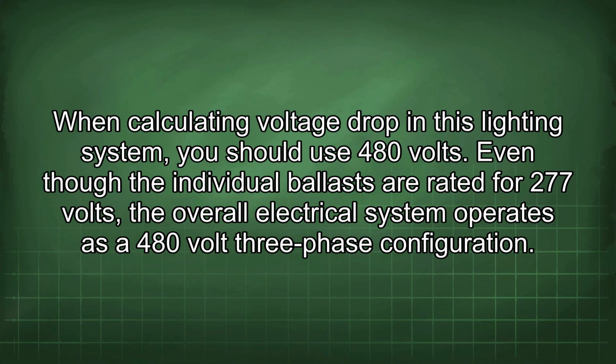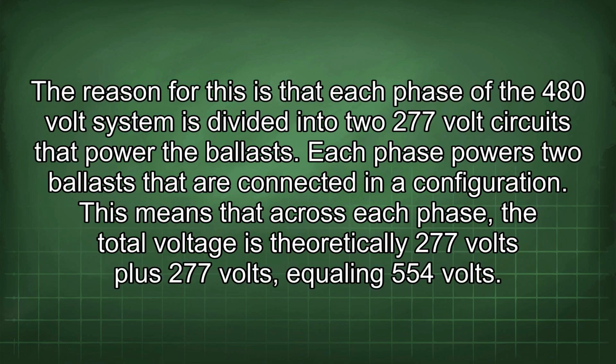When calculating voltage drop in this lighting system, you should use 480 volts. Even though the individual ballasts are rated for 277 volts, the overall electrical system operates as a 480 volt three-phase configuration. The reason for this is that each phase of the 480 volt system is divided into two 277 volt circuits that power the ballasts.